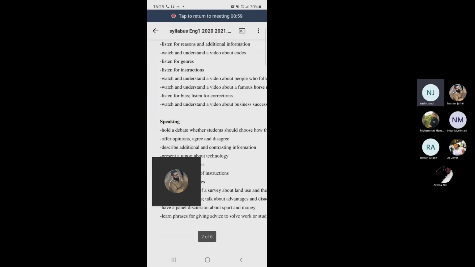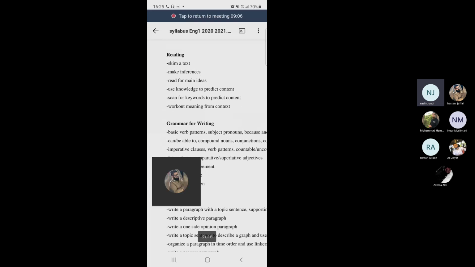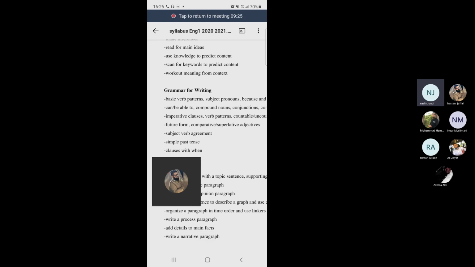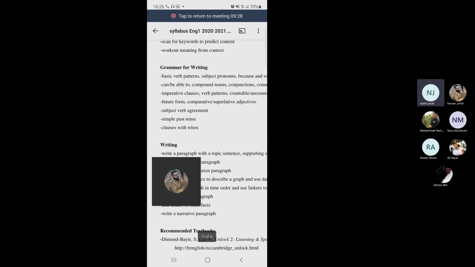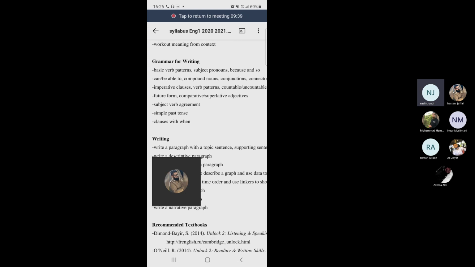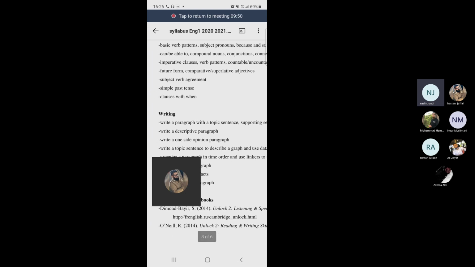So we have speaking and listening, plus reading. We have to read texts. You have to make inferences, to conclude, to come up with ideas, to analyze. You have to make predictions about the text, and you have to read and find meanings. What else do we have? We will take grammar lessons: subject pronouns, the difference between because and so, how we compare using comparative adjectives and superlative adjectives, subject verb agreement, past tense and clauses.